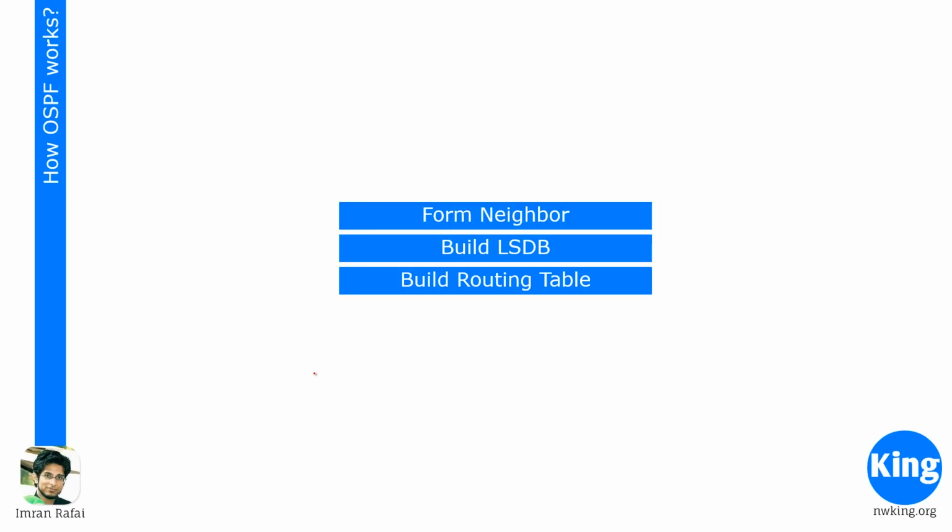So how does OSPF work? Like we discussed, OSPF needs to do 3 things. First, it needs to form a neighbor. Second, it needs to build and update the LSDB. And third is to build the routing table. Now, technically, as an administrator, this is the only step that we really need to fine tune, right? So we could do some control.